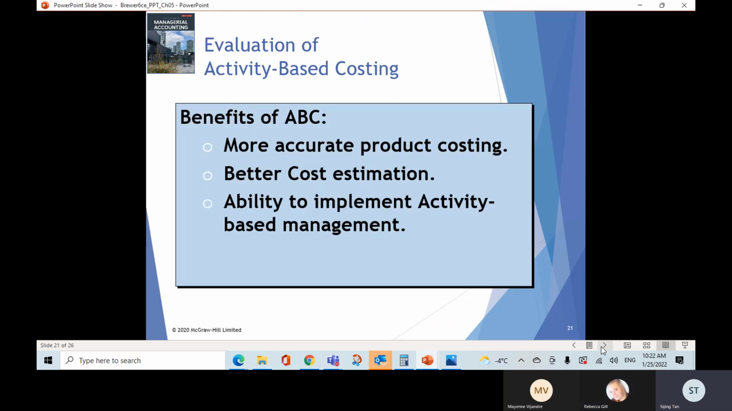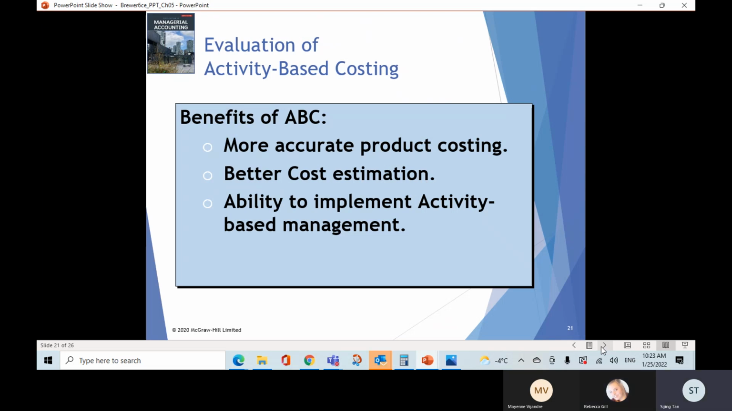Evaluation of activity-based costing, so the benefits of ABC. ABC improves the accuracy of product cost in three ways. First, it increases the number of cost pools used to accumulate overhead costs. Number two, it uses activity cost pools that are more homogeneous than department cost pools. Number three, it assigns the overhead cost using activity measures that cause those costs rather than relying solely on labor hours.